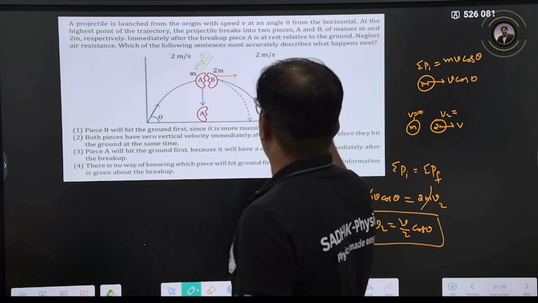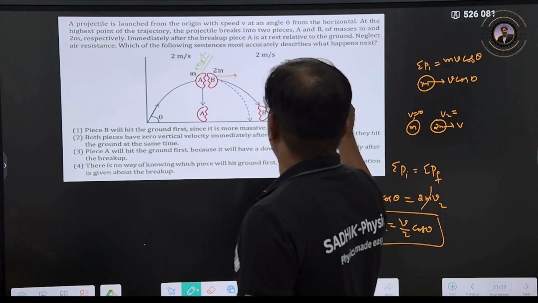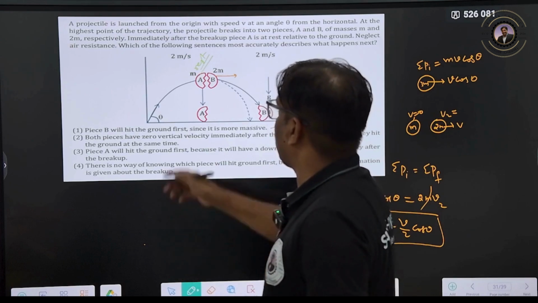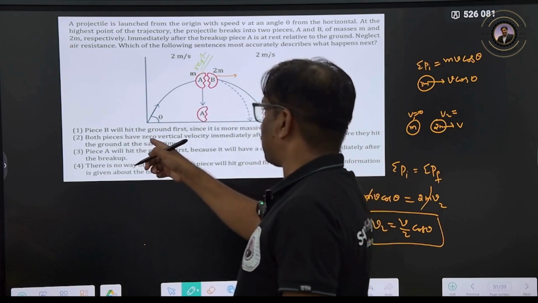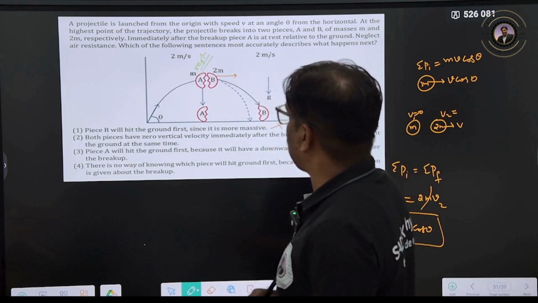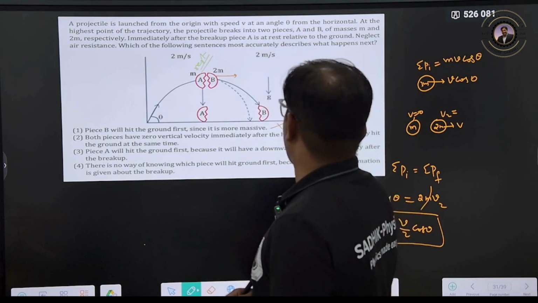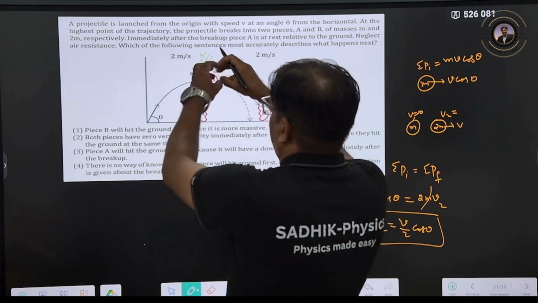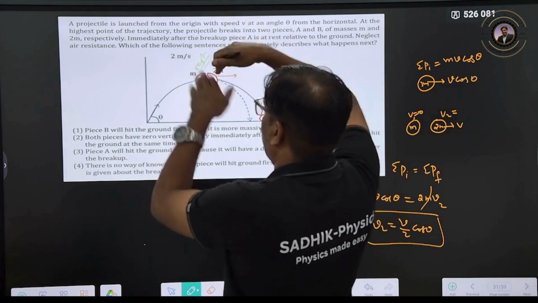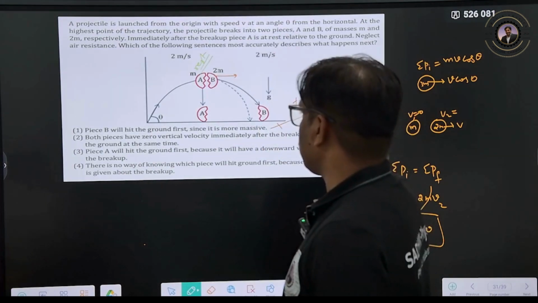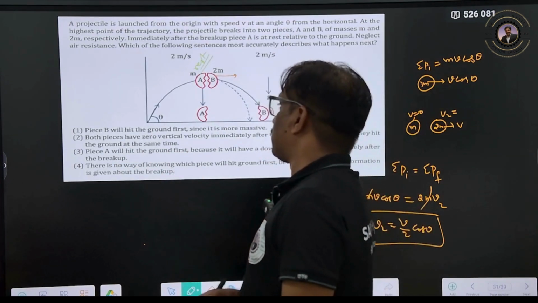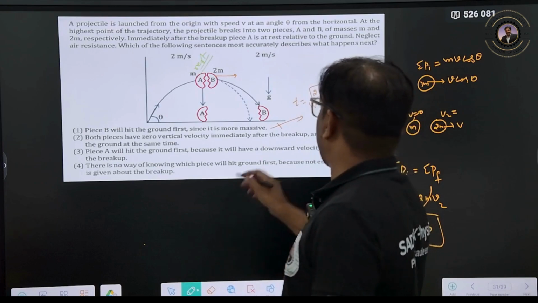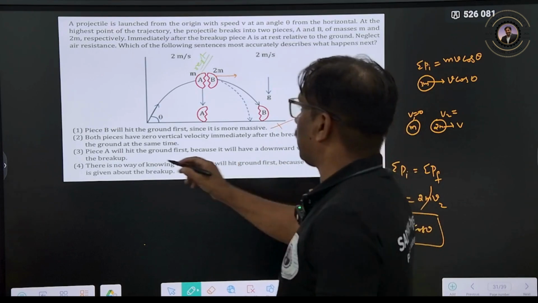Because time is equal to the square root of 2h by g. So it does not matter. Both pieces have 0 vertical velocity immediately after the breakup. Yes, they are breaking like this, so there is no vertical motion, right? Both pieces have 0 vertical velocity immediately after the breakup, therefore they hit the ground at the same time.